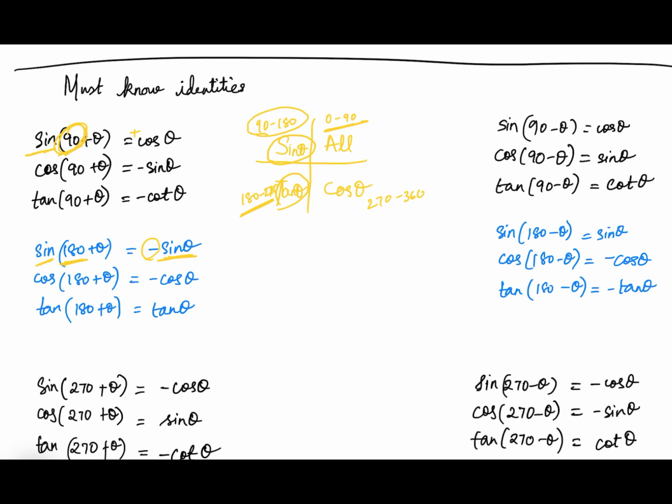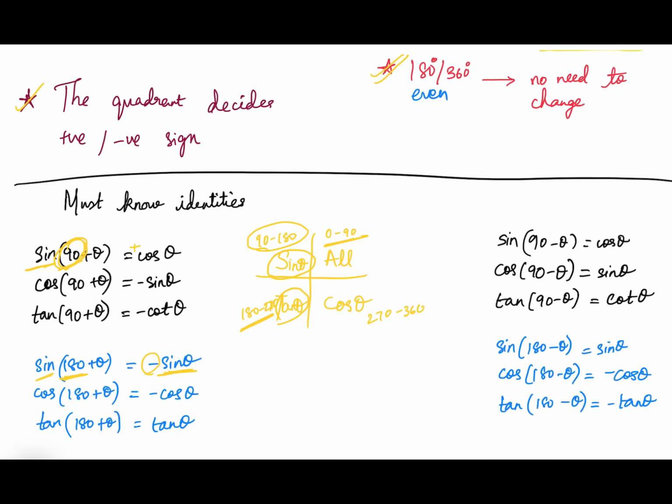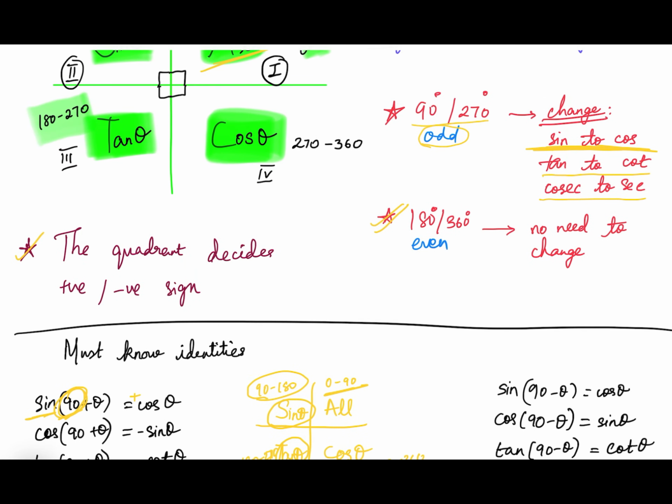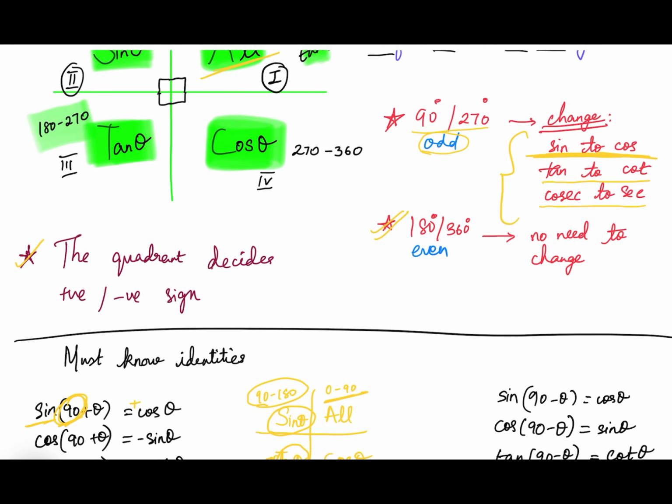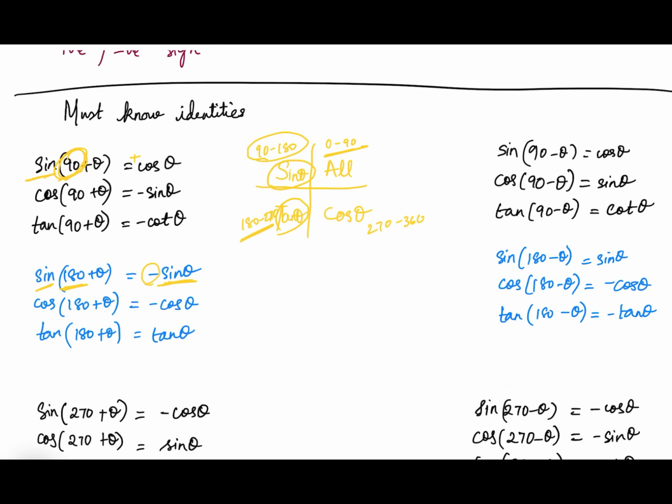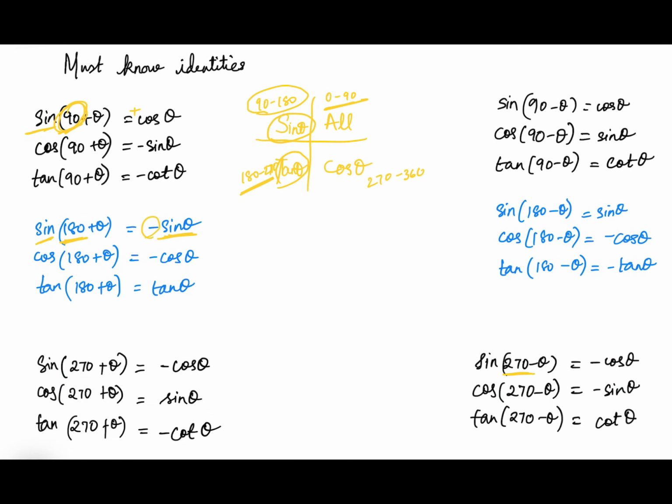Just use the table A, S, T, C, after school to college. Just see which is positive. Always remember, if you use an odd number, you have to change sin to cos. And you have to change tan to cot, cosecant to secant. Remember this. And when you're using an even number, it's easy. You need not change. And the quadrant decides the positive or the negative sign. Okay, for anything it is the same.